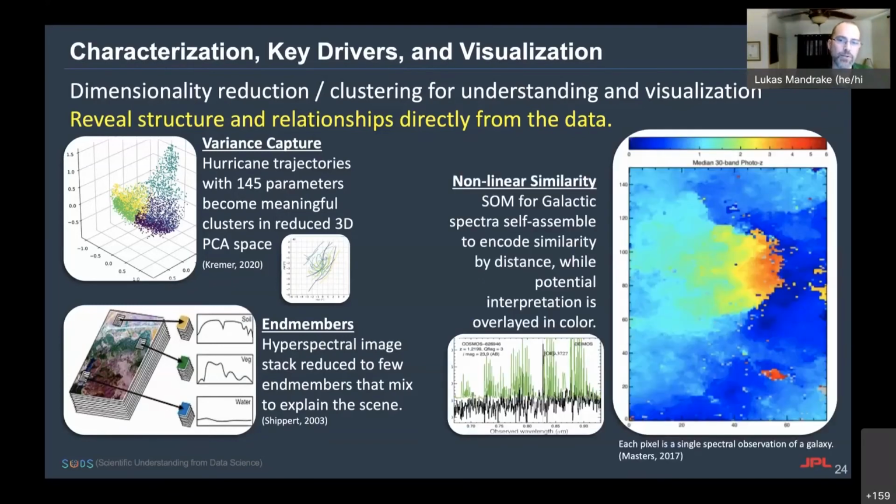In a last example, highly dimensional galactic spectra are fed into a neural network called a self-organizing map, or SOM, that learns a nonlinear mapping similar to PCA.